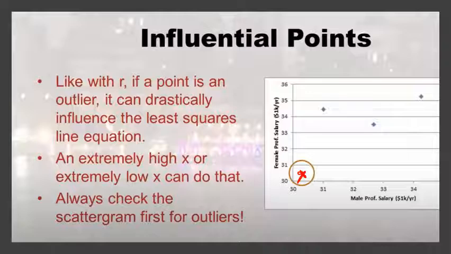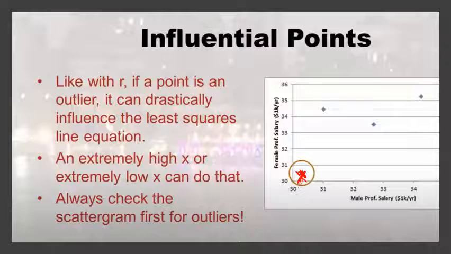Okay, so an extremely high x or an extremely low x can screw up your equation or make it look weird, because you'll have a line and you'll go, that doesn't look like it was really constructed out of the least squares possible, but it was. You just have a weird outlier that is screwing up your equation.